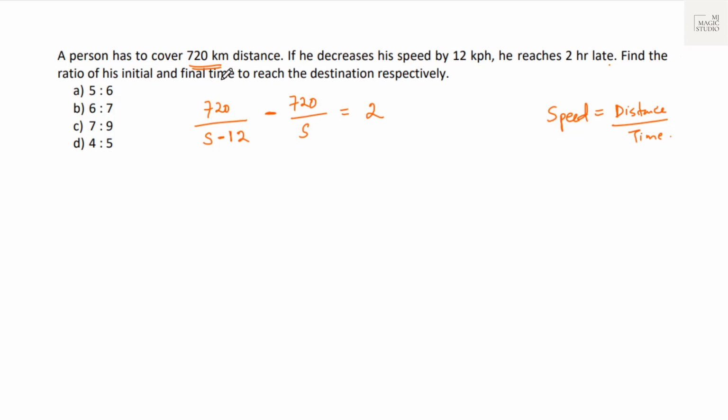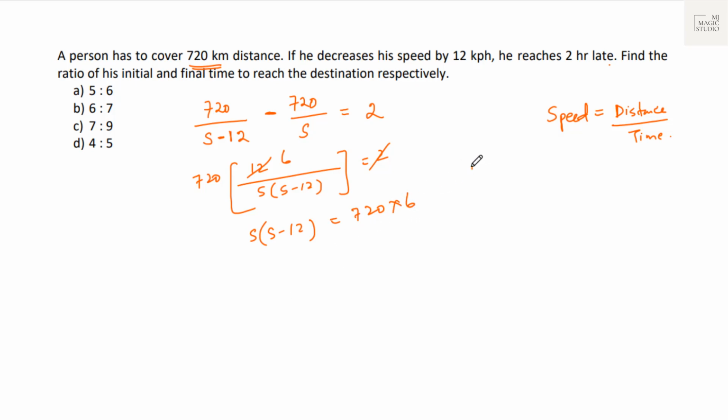Find the ratio of initial and final time to reach the destination respectively. For that we need the value of s. So 720 into (s minus s plus 12) by s into (s minus 12) is equal to 2. That means s into (s minus 12) is 720 into 6. Instead of framing a quadratic equation, try to break it out: 720, 12 into 60 into 6.